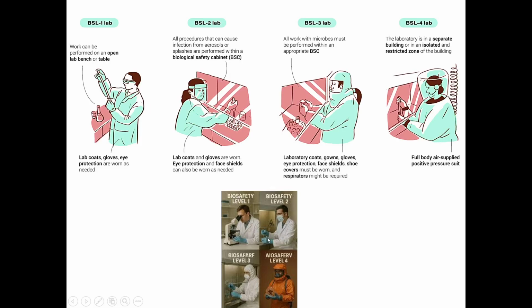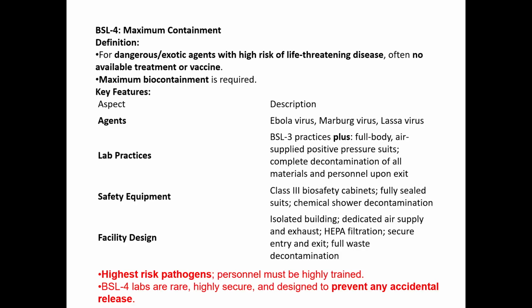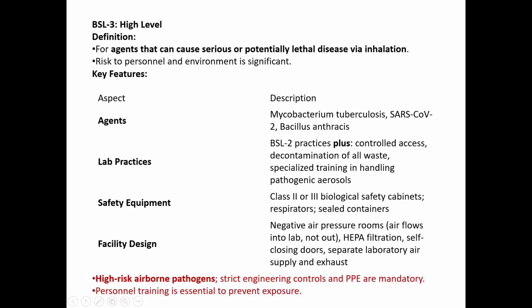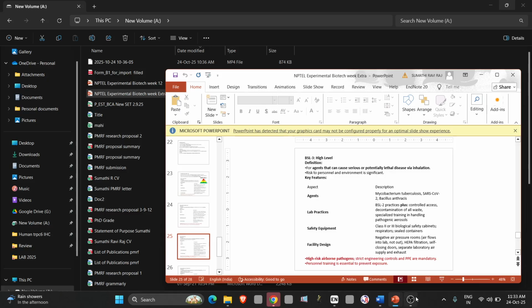So here you can see the biosafety levels. We have a simple microscope here. Here we have a cabinet in biosafety level 2. In biosafety level 3, we have a cabinet along with mask, head cap, everything, respirators. And in biosafety level 4, you have full-blown positive pressure air suits, and it's very hazardous. So this was it about the biosafety levels, and the session is done.